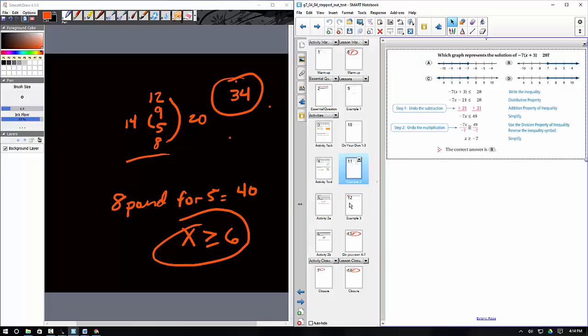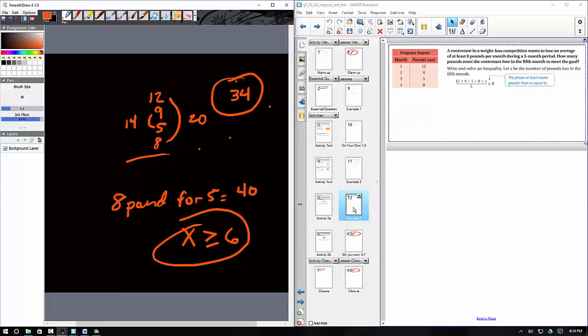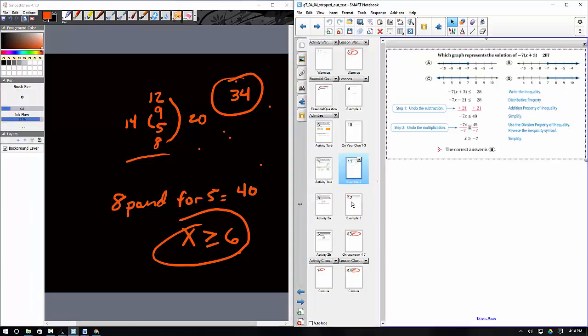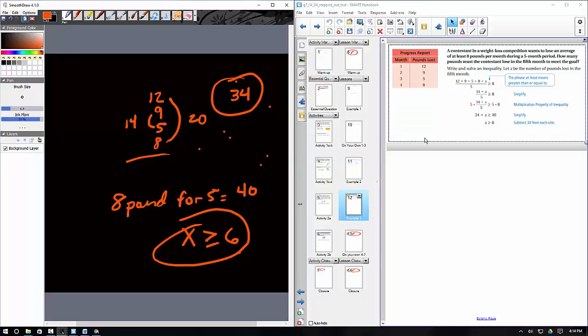Not sure why this is doing this today, but I go through kind of the same steps I did before. All right, keep doing this. And it has the same answer that I had here. So x has got to be greater than or equal to 6.